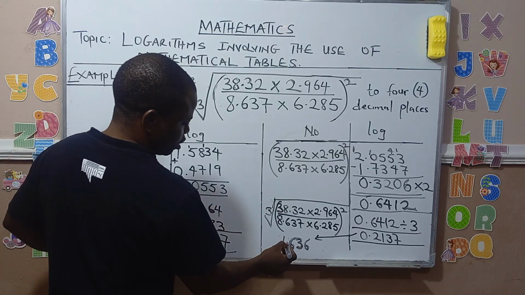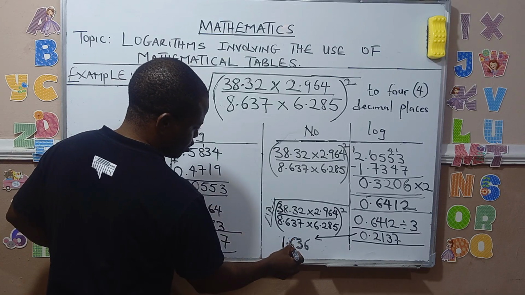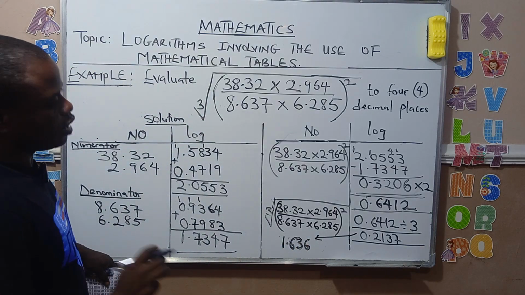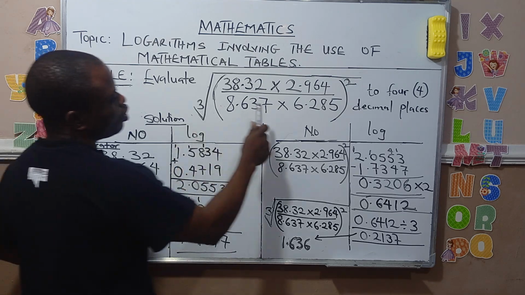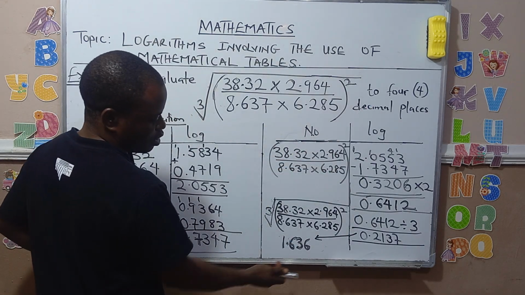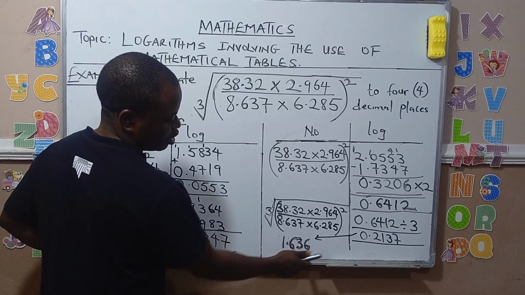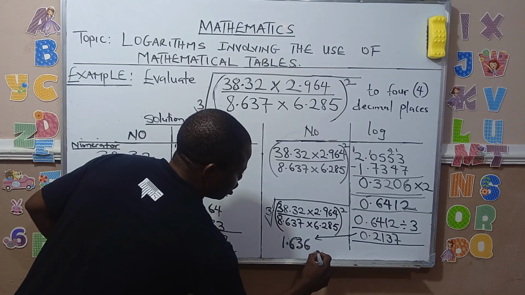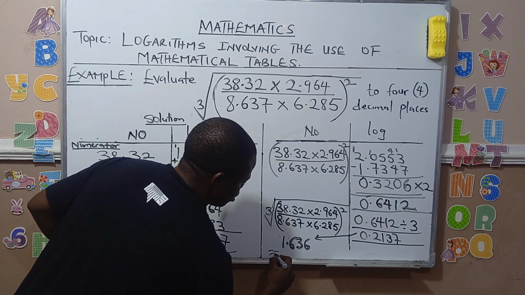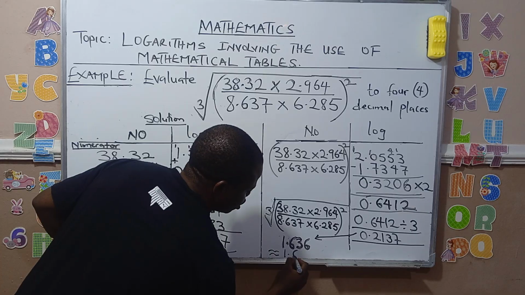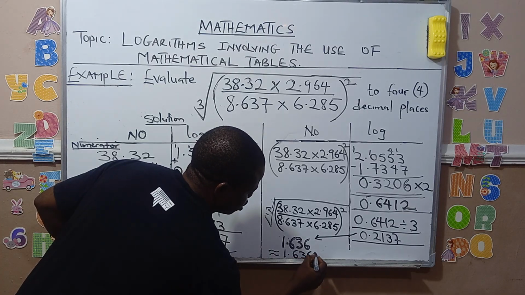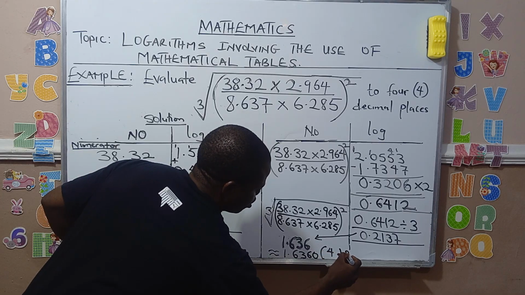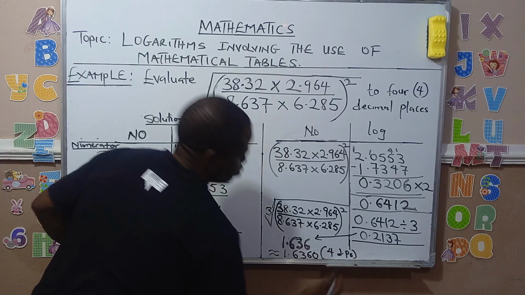Let's take note. Now you're having 1.636 as the answer, but the question says you should evaluate it to 4 decimal places, and you're having 3 decimal places, 1, 2, 3. After the decimal, you can count 3 numbers, but to make it 4 decimal places, you now say approximately 1.6360 to 4 decimal places.